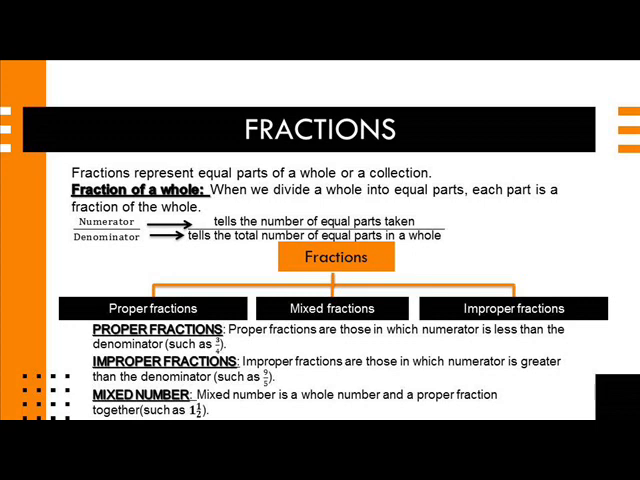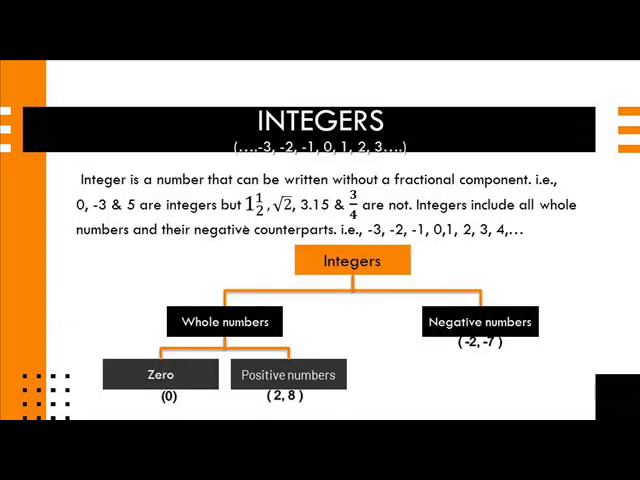Fractions are further classified into proper fractions, mixed fractions, and improper fractions. Proper fractions are those in which the numerator is less than the denominator, such as 3 over 4. Improper fractions are those in which the numerator is greater than the denominator, such as 9 over 5. And a mixed number is a whole number and a proper fraction together, such as 1 whole 1 over 2.